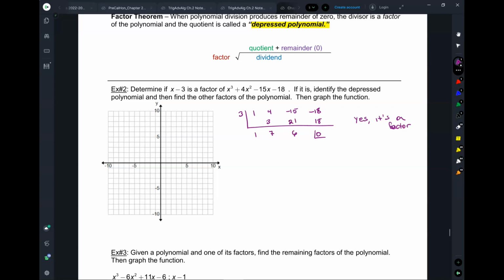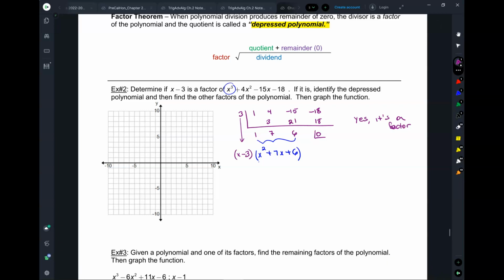Right. So now, what does this mean? From here, I get my depressed polynomial. So remember, I started with x cubed. The exponent gets reduced by 1. So now I have 1x squared plus 7x plus 6. So that is the depressed polynomial. And this term here gives me x minus 3.